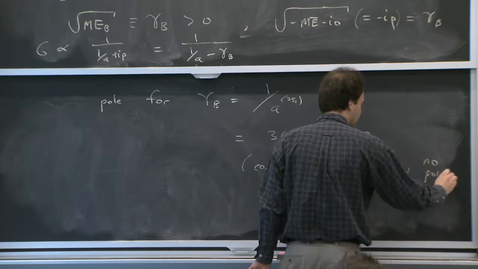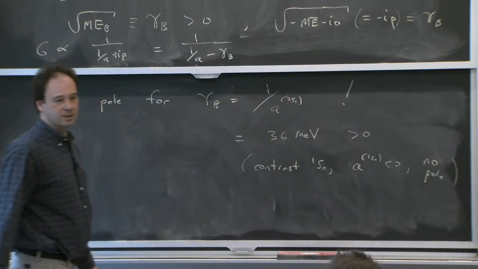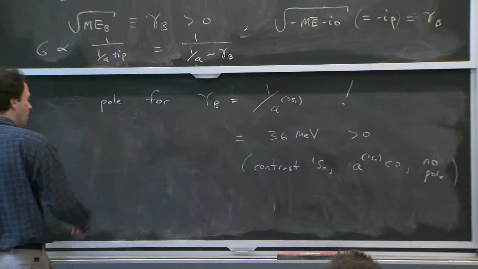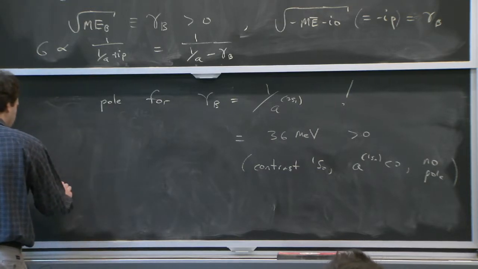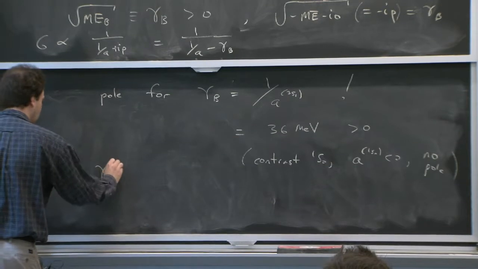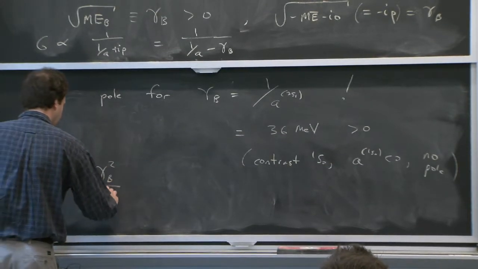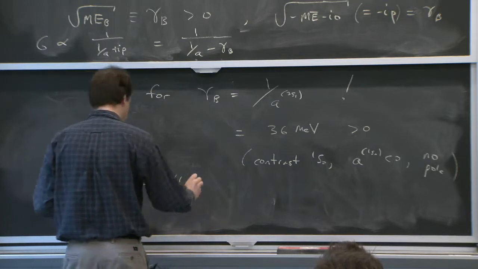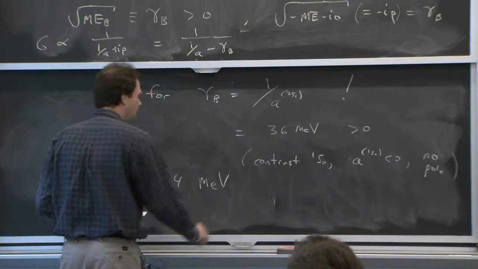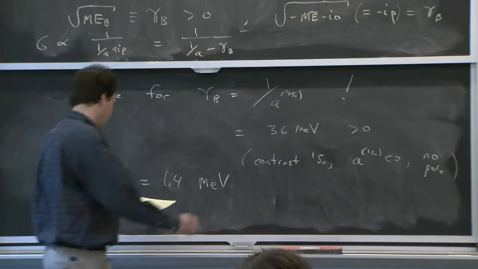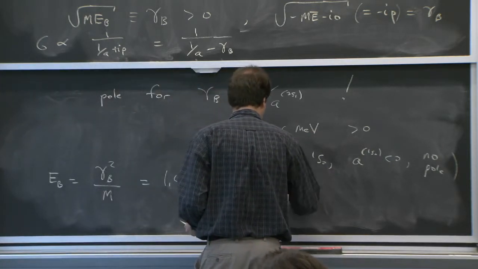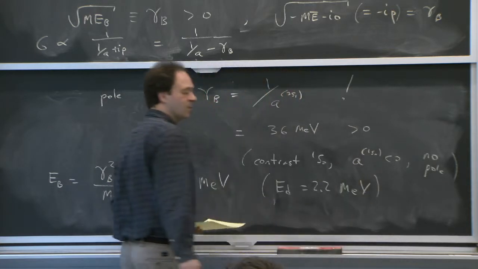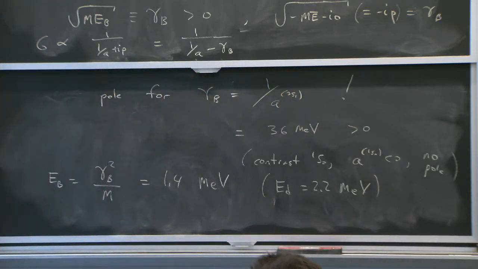Okay, so for the 3S1 channel, we have a pole. That's the physical deuteron state. For the other channel, there is no pole. And the binding energy that you would get from this is gamma_b squared over m with our conventions, which, if you calculate it, is 1.4 MeV. And that's not ridiculously different than the real binding energy of the deuteron, which is 2.2 MeV. Okay, it's the right order of magnitude.